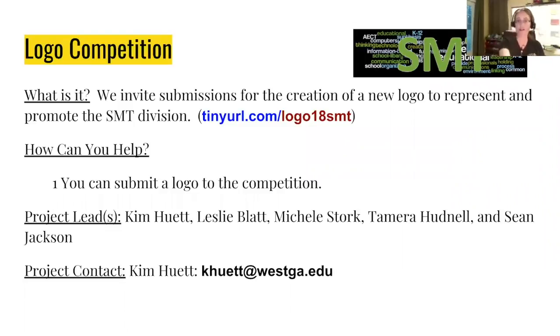The instructions at tinyurl.com/logo18smt also have links out to what is SMT, to help you shape what you think could be a good visual representation of our division. And we invite you to submit that logo. You've got a little more than 2 weeks at this point. They're due on April 15th.